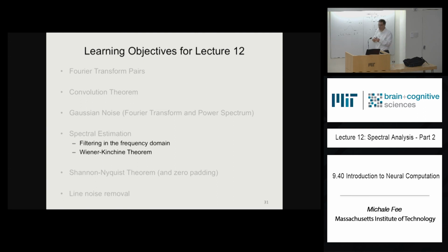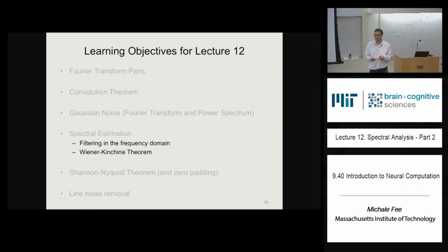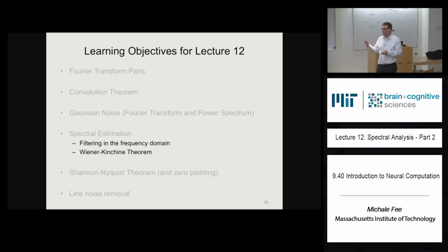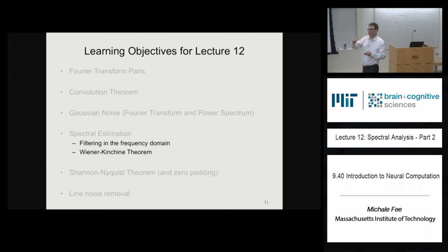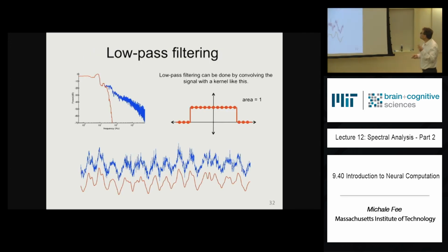Okay, so this was how you filter a signal by convolving your signal with a function, with a linear kernel, okay? We're going to talk now about how you do filtering in the frequency domain, okay? So if filtering in the time domain is convolving your signal with a function, what is filtering in the frequency domain going to be? Right, it's going to be multiplying the Fourier transform of your signal times what? The Fourier transform of things like that, okay? All right, so let's do that.